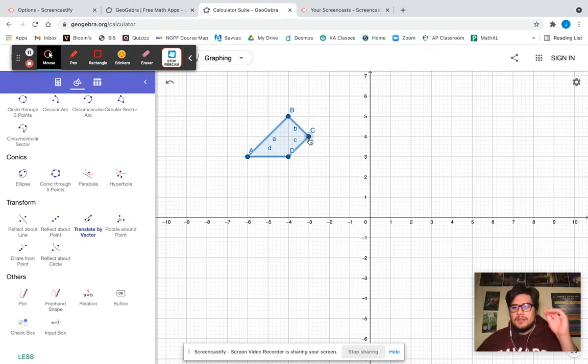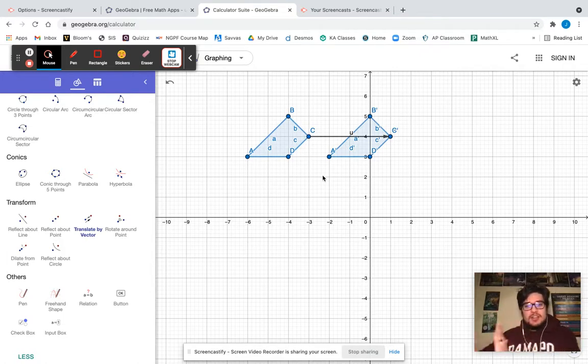Point C is at (-3, 4). If I move it over 4 units to the right, it means I'm going to add 4 to the x value. So I'm going to move it over 1 unit, 2 units, 3 units, and 4 units. Let's see how that goes. And notice how here we then have the same shape, but it looks like it's just slid over to the right 4 spaces. And of course, very important to note as well, those points are not A anymore, it's A prime, B prime, C prime, and D prime.